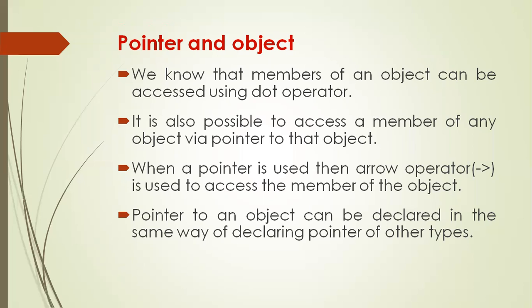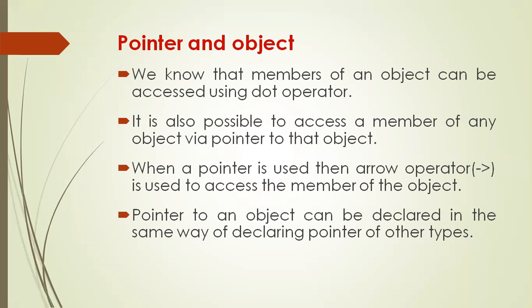So how do you access the member function of a class? The member function of a class is accessed using the object name, dot operator. But it is also possible to access the member of any object via a pointer to that object. So one straight way of accessing the member function is object name dot member function. Instead of that, you can call the member function through a pointer. The pointer also must belong to the same type as the object. When a pointer is used, instead of the dot operator, we use the arrow operator.